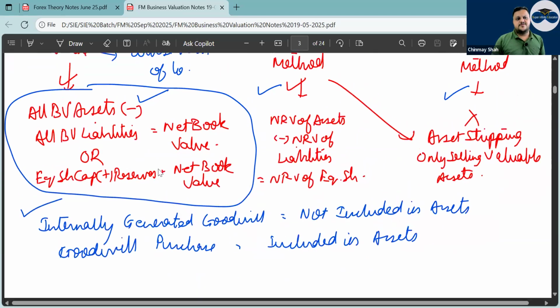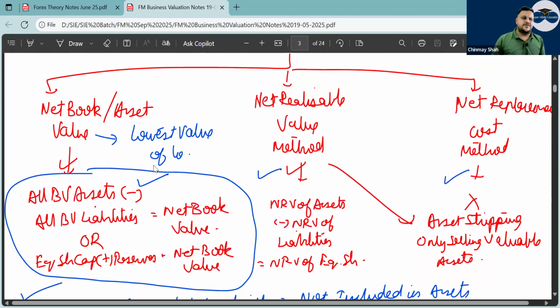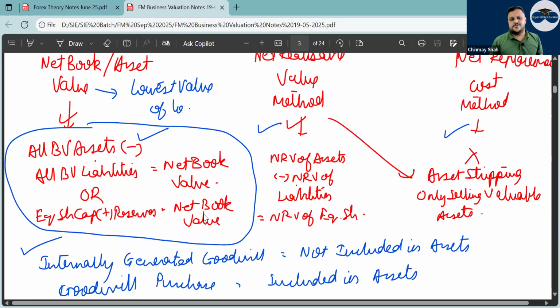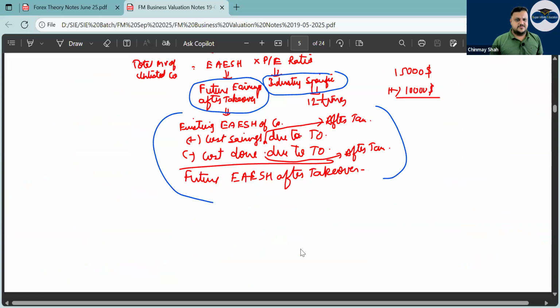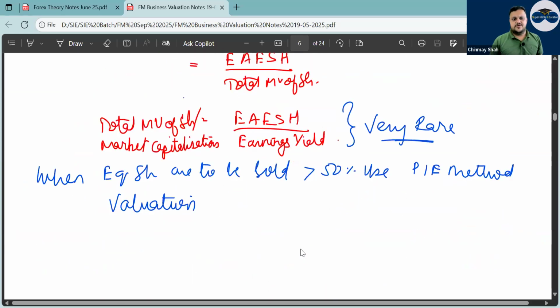So asset-based valuation, in this the lowest value of a company is the net book value. So if anyone asks, what is the bare minimum you want to have for your company? Net asset value will be the bare minimum that you want for your company. Correct? Now your internally generated goodwill is not included in assets, but purchased goodwill will be included in the assets. Then going ahead, you have what?